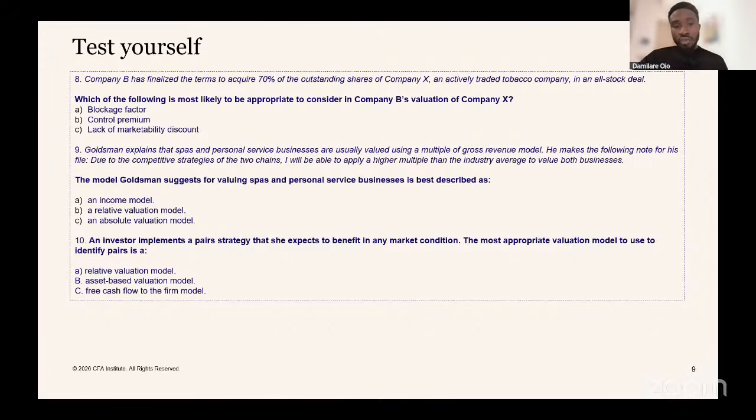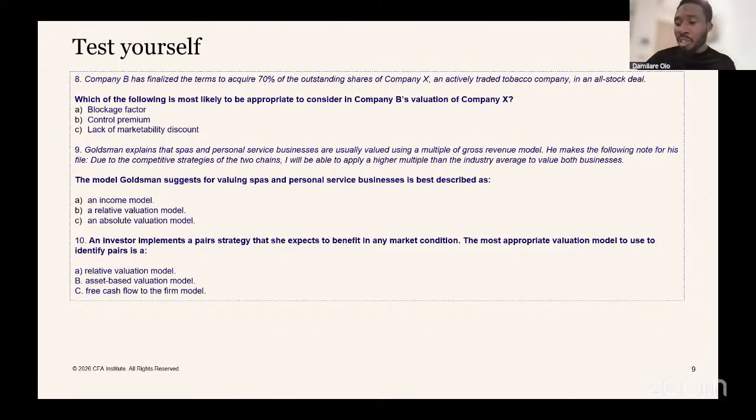That's a likely exam question as well. They can give you a scenario where one company has a higher multiple than the other. You say that the company that has the higher multiple is relatively overvalued, while the one that has a lower multiple is relatively undervalued. What that means is your advice should be that investors should sell the one that has a higher multiple, and buy the one that has a lower multiple. Now, what Goldman is saying in question 9 is that he wants to apply a higher multiple than the industry average to value both businesses.